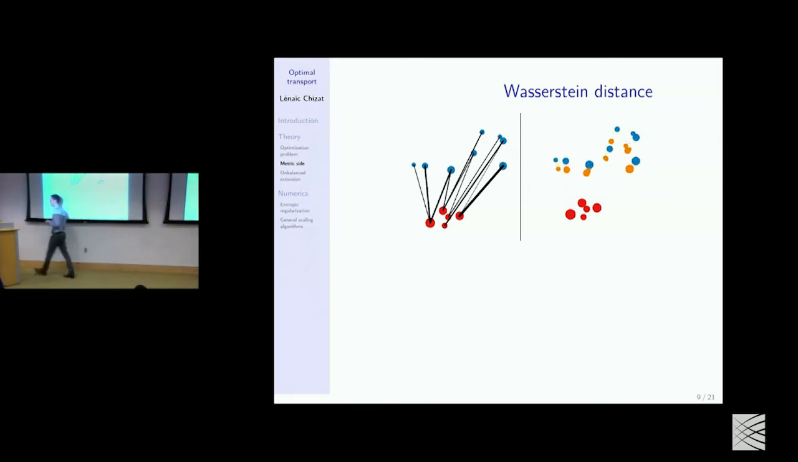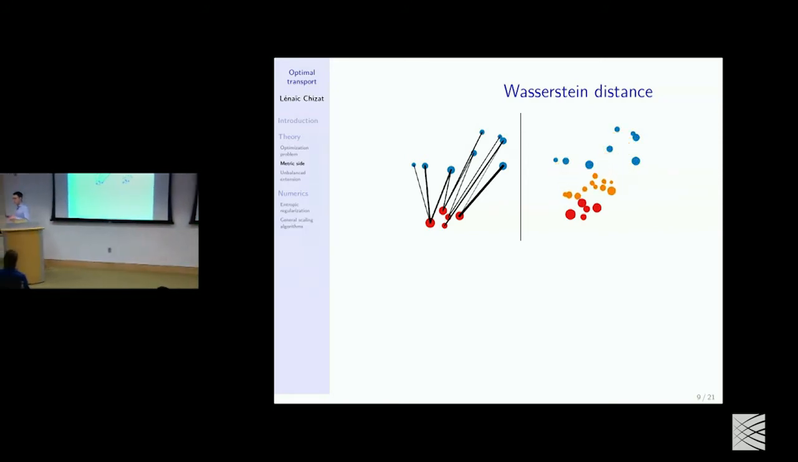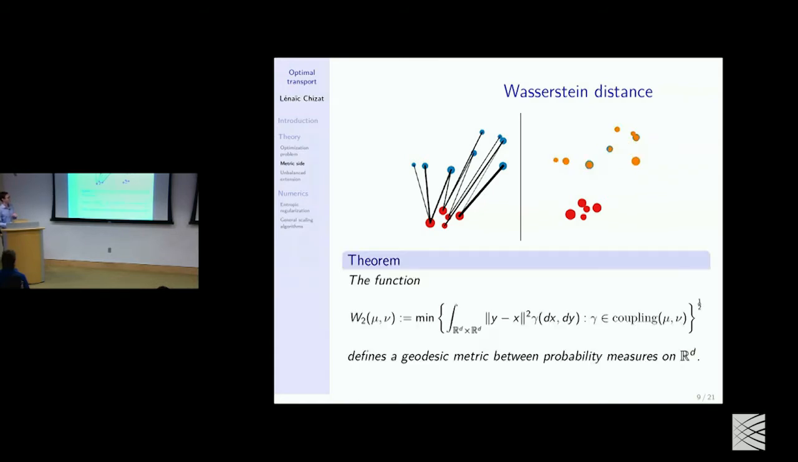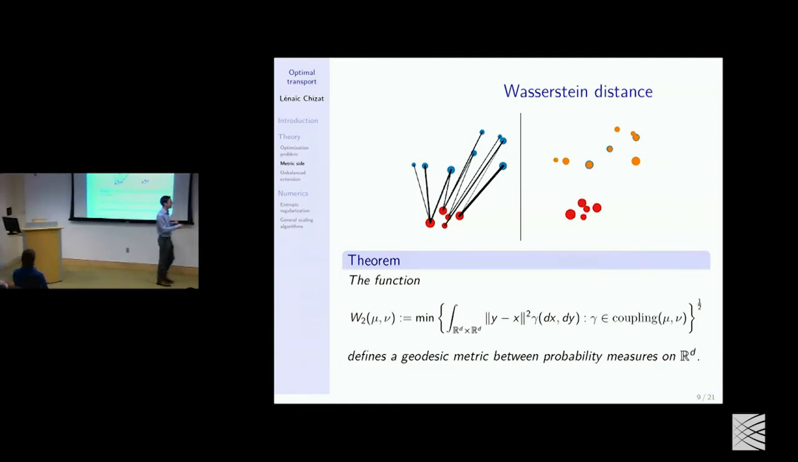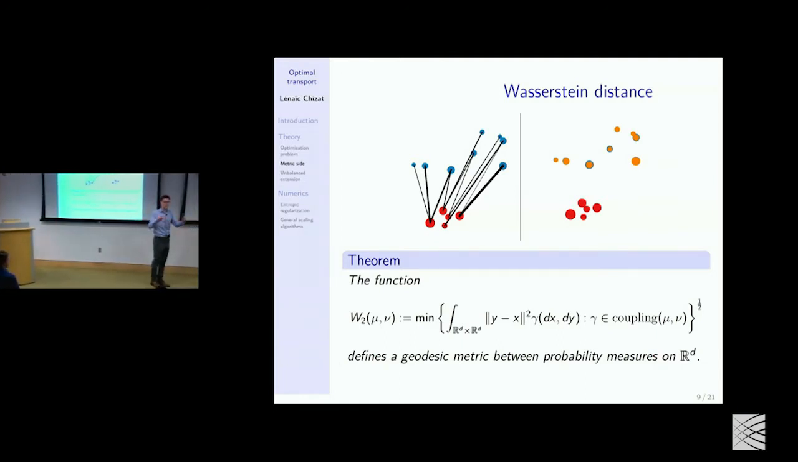And with this picture, you can think if that's the shortest path, maybe there's a distance related to this way of looking at the distribution of mass. So that's true. Optimal transport allows us to define a notion of distance on the space of distributions.